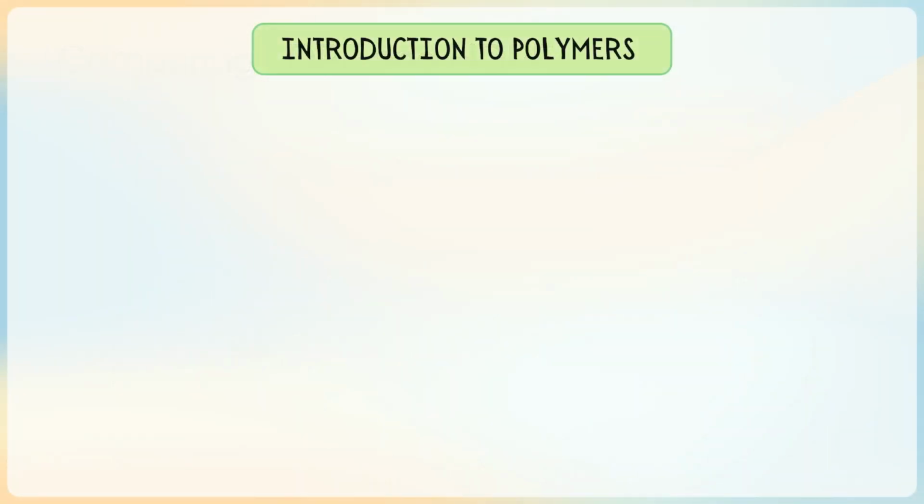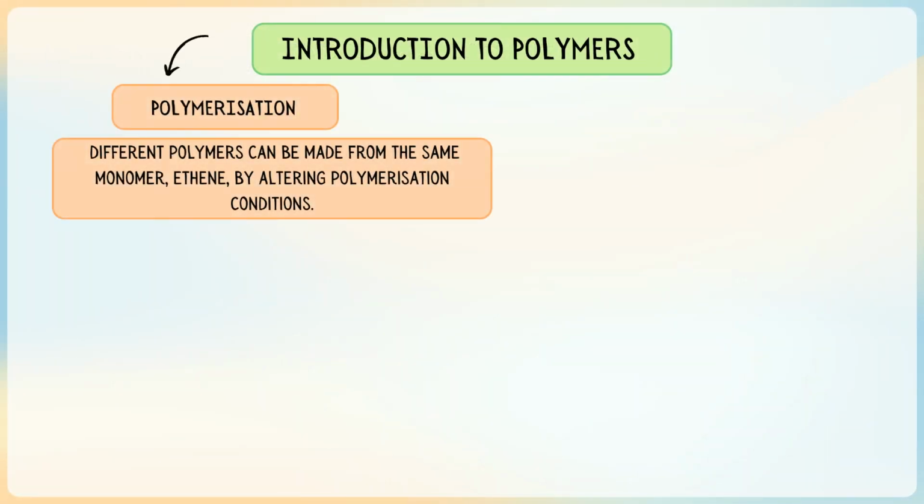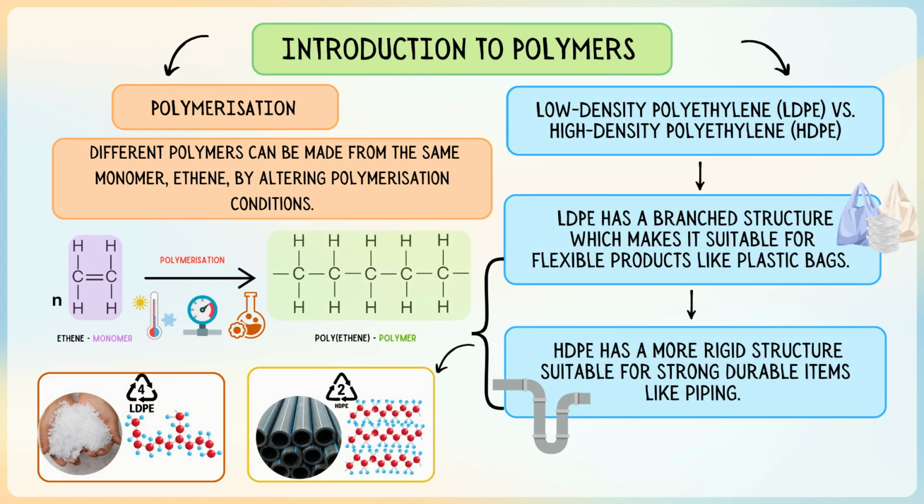In today's lesson, we delved into how different polymers can be made from the same monomer, ethene, by altering polymerization conditions. We compared low-density polyethylene, LDPE, and high-density polyethylene, HDPE, emphasizing the conditions required for their production. We also discussed their resultant structural differences and how these lead to varied material properties. Specifically, LDPE is suitable for flexible products like plastic bags, while HDPE is ideal for strong, durable items like piping. This lesson highlighted the importance of controlling polymerization conditions to tailor material properties for specific applications.